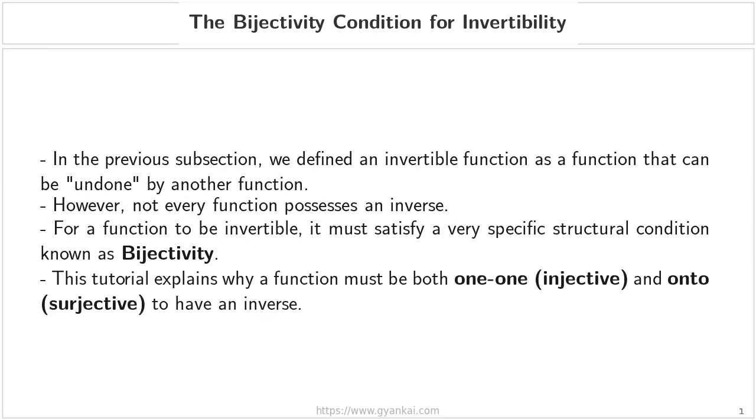Throughout this tutorial, we are going to break this down. We will explain exactly why a function must be both 1-1, which mathematicians call injective, and onto, also known as surjective, to ensure that an inverse exists. We will examine each of these two conditions individually in the coming slides to see how they prevent ambiguity and gaps in the mapping process.